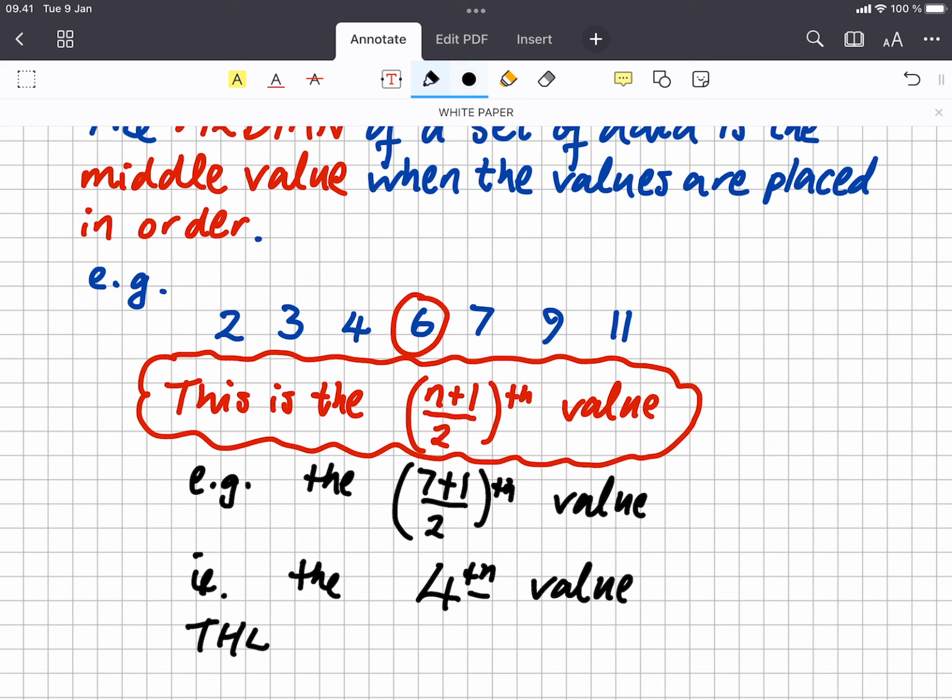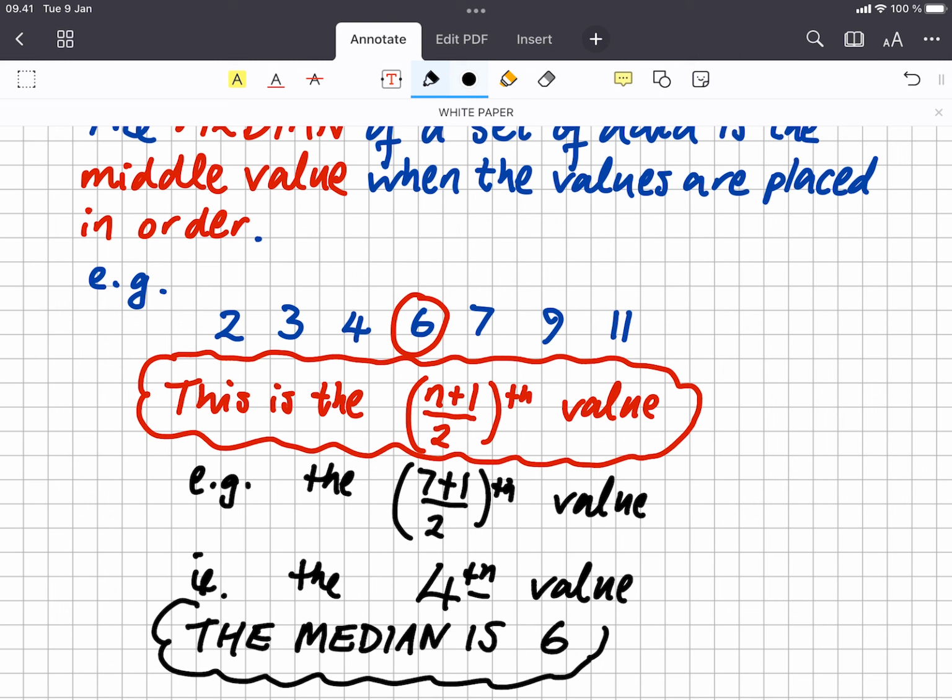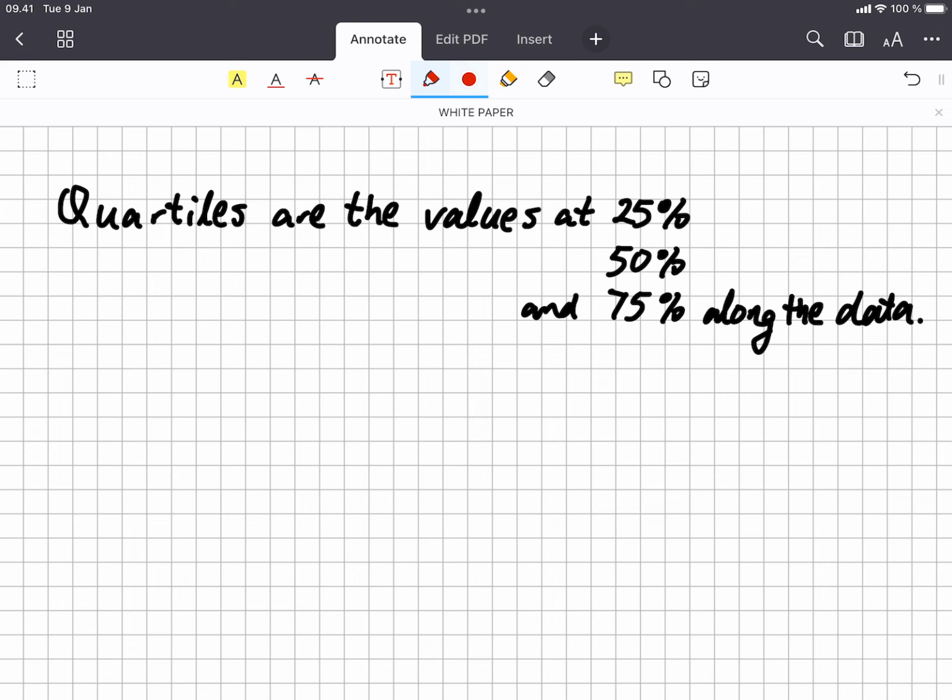So the median is 6, because 6 is the 4th value. So the median isn't 4 itself, but it's the 4th value. Now, the median, being the middle value, is 50% along the data.